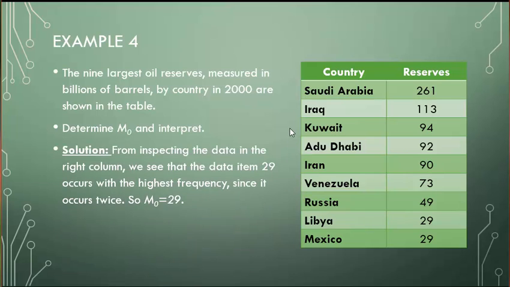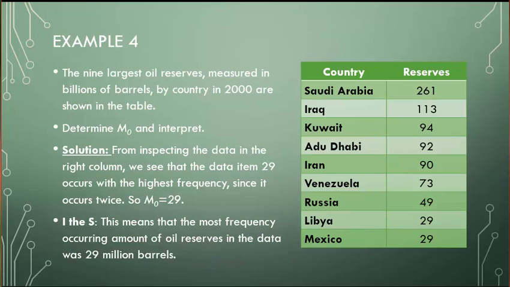So, from inspecting the data, we see that the data item 29 occurs with the highest frequency of 2, so that is the mode. Not the frequency, but the data item which yields that highest frequency. So the mode here is 29, and we can interpret that by saying this means that the most frequently occurring amount of oil reserves in the data was 29 billion barrels.